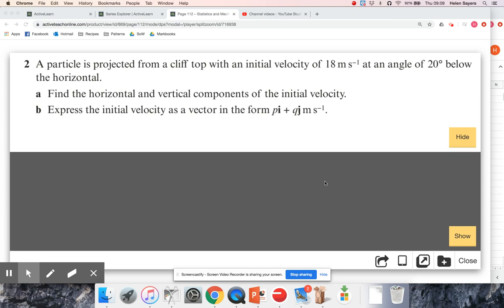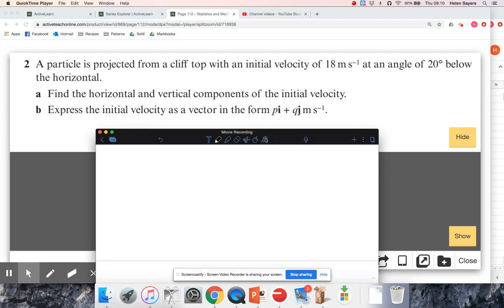Okay, so we're looking at the second year Stats and Mechanics textbook, and we're on chapter 6, which is projectiles, and we're looking at exercise 6B, which is finding vertical and horizontal components. Okay, so this is very similar to question 1, apart from this time, our particle is travelling at 20 degrees below the horizontal. So let's get a sketch of that.